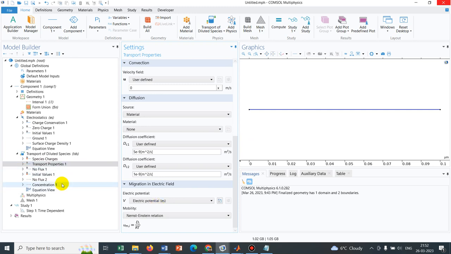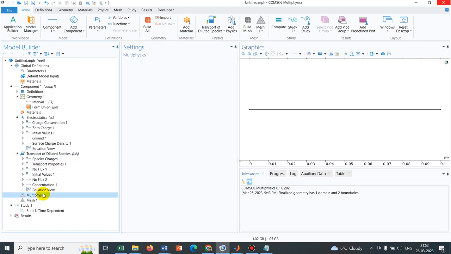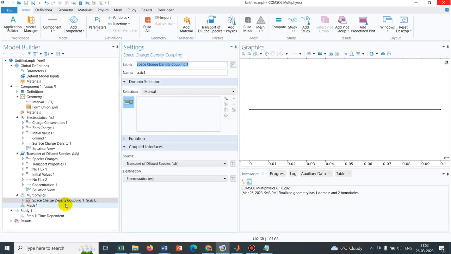Now these things are done. Now the most important thing is, still now we have not talked about the space charge density, where from it would come. Basically it comes from the Poisson-Nernst-Planck equation, PNP equation. So PNP equation is basically defined by this multiphysics. So this multiphysics is space charge density coupling.